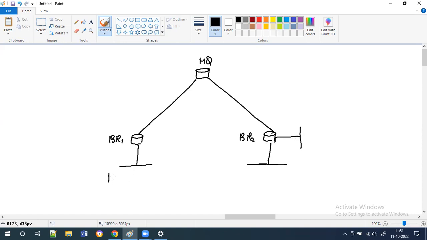Here I have the IP address 16.20.20.0/27. Here, 16.20.20.65/27. Here, 16.20.20.28/27. Right?